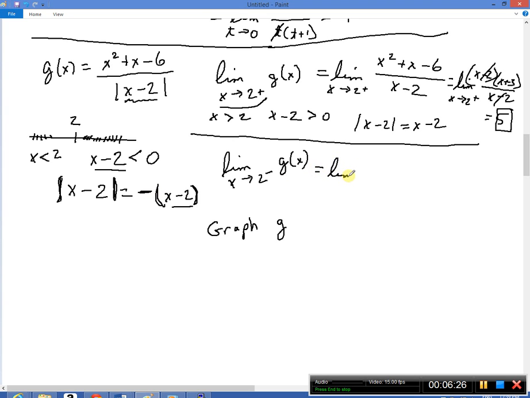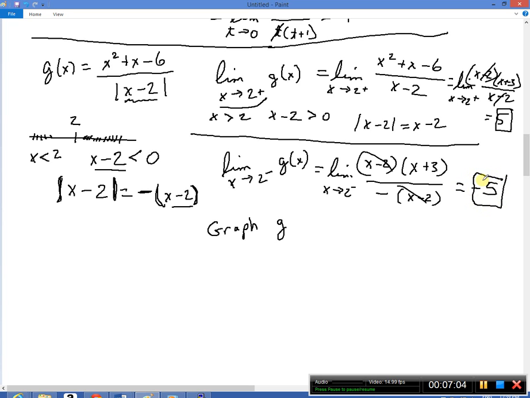So this becomes the limit as x approaches 2 from the negative side of, let's factor out the numerator again, x minus 2, x plus 3. But now the bottom part, you can't just erase the absolute value. The absolute value of x minus 2 is now the opposite of x minus 2. And so the x minus 2 will cancel again, but this time you're going to be left with x plus 3 with a minus. So as x approaches 2, you're going to get 5 again, but with a minus. So it's minus 5. That's what the limit is.